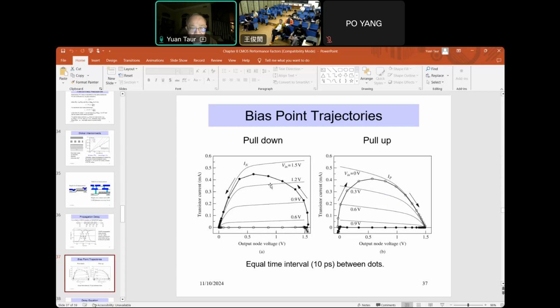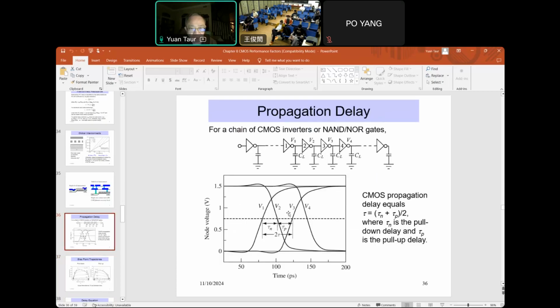Okay? So you get only about 60% of that on average, the effective. And then same thing for PFET pull up. So we start with the output equal to 0, right? And then input goes down. As it goes down, it turns on the PFET, the current starts to flow, and then eventually output is pulled to 1.5 volt. Right? So that's the trajectory for us to understand how the switching waveforms are constructed.